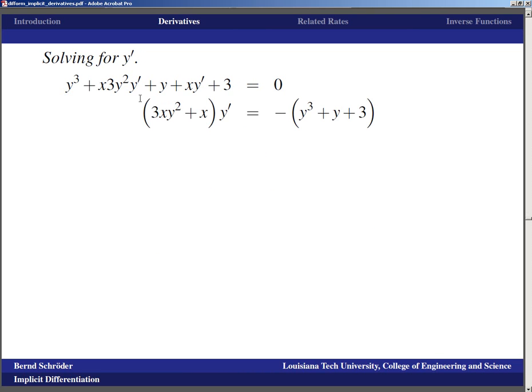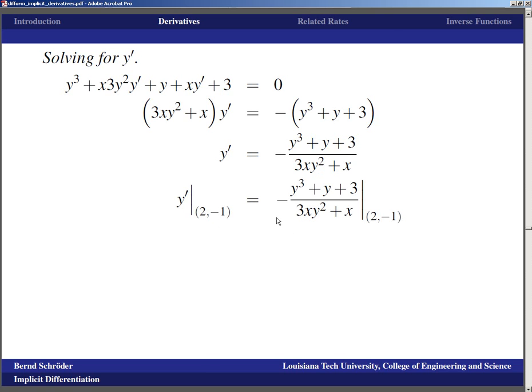so here is what we had on the previous panel. And we bring the stuff that doesn't have a y prime over to the right, so that's the negative y cubed, y, and 3. And we factor out the y prime, which gives us 3y squared x, or 3xy squared plus x times y prime. We divide by that to end up with negative y cubed plus y plus 3 divided by 3xy squared plus x. And if we're now interested in y prime at 2, negative 1, which is the slope of the tangent line at that point, well, that would be negative this term at x equals 2 and y equals negative 1.